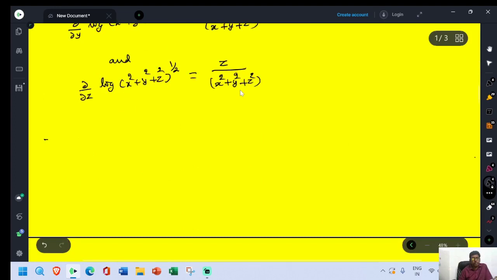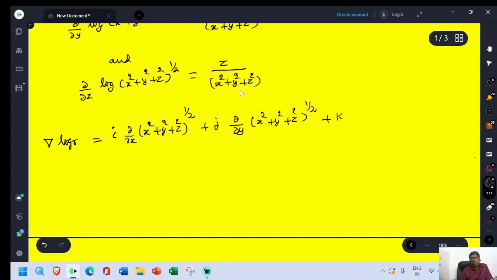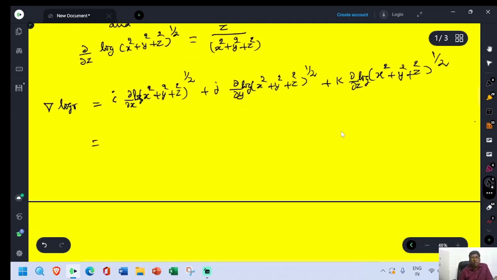Grad of log r equal to i into dou by dou x of this quantity: i into dou by dou x of x square plus y square plus z square power half plus j into dou by dou y of x square plus y square plus z square power half plus k into dou by dou z of x square plus y square plus z square power half. All are holding a log, log here also, log here also. Now just you have to substitute the values. This is equal to i into dou by dou x of log x square plus y square plus z square power half is x divided by x square plus y square plus z square.